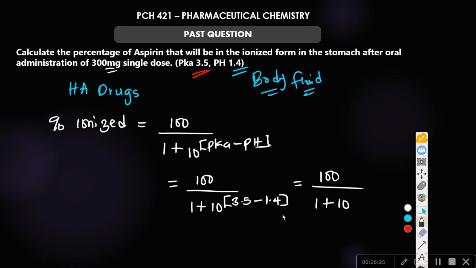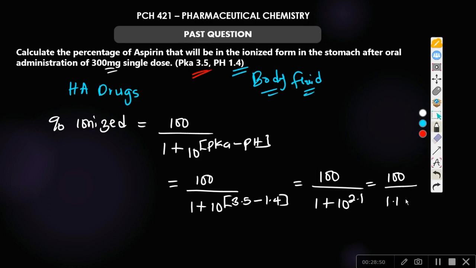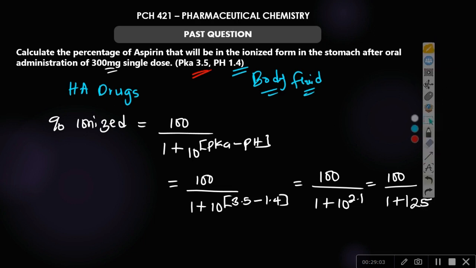But let's just check with the calculator. 3.5 minus 1.4 is 2.1. So you are going to have it raised to the power of 2.1. So this gives us 100 divided by 1 plus 10 raised to the power of 2.1. What did it give to us? 125. Is that okay? 125.